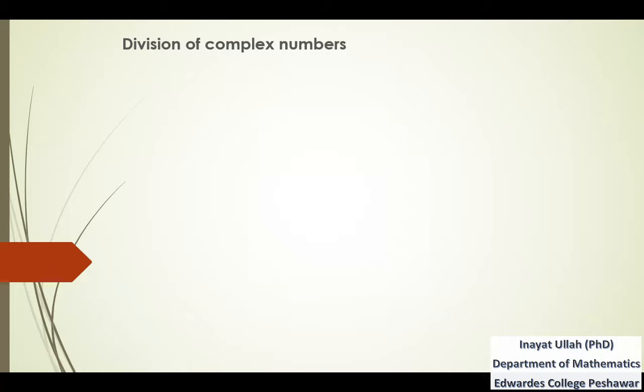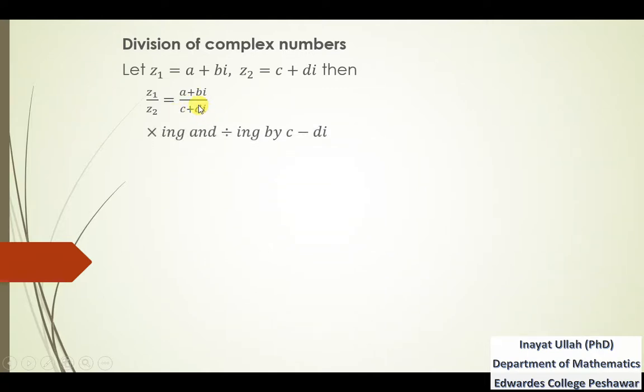Now in this slide we need to study the division of complex numbers. Let's say z1 is a plus b iota and z2 is c plus d iota. Its division, its quotient, is z1 by z2. z1 by z2 means a plus b iota divided by c plus d iota. Rationalizing the denominator, multiplying and dividing by the conjugate of the denominator, which is c minus d iota.